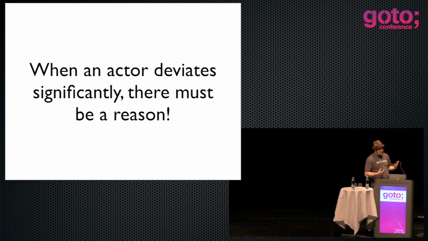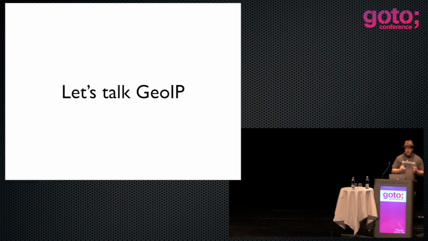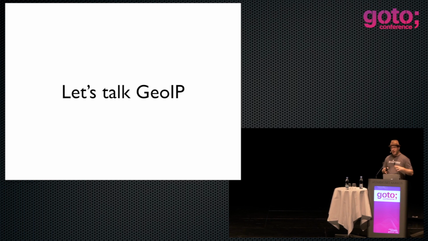So getting back to behavior, right? When somebody deviates from the standard pattern, the standard actions, there has to be a reason. We want to find that reason. That's kind of driving me towards my point here. Let's take a tangent for a minute, though, about behavior, and I'm going to talk about GeoIP.